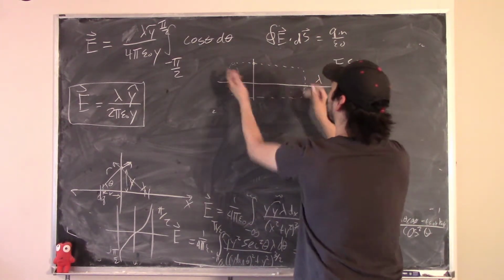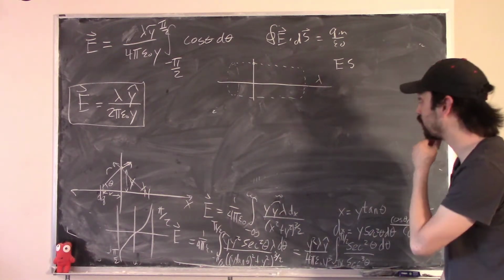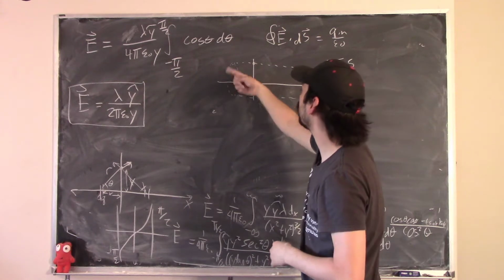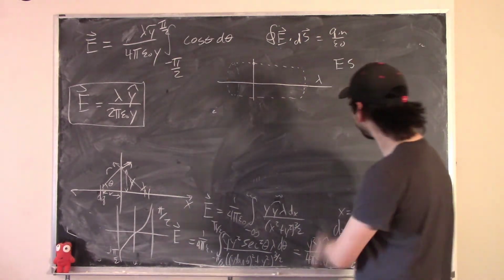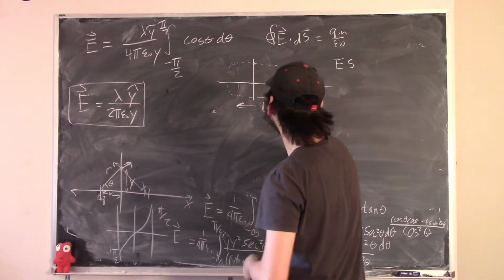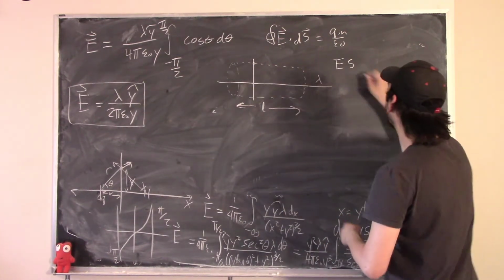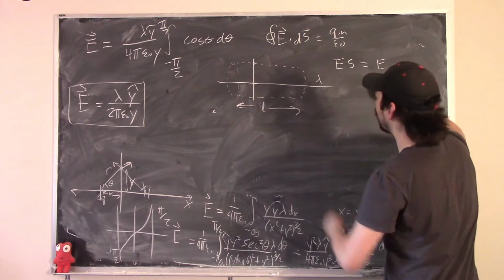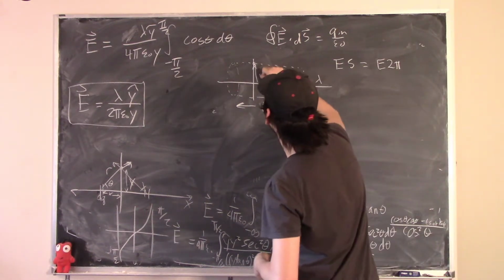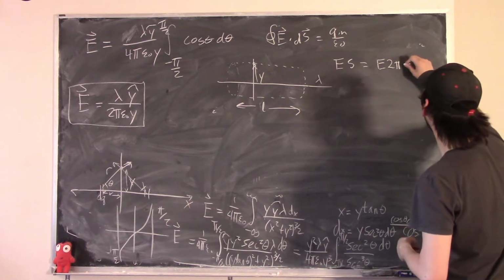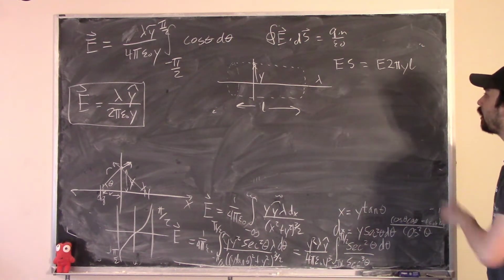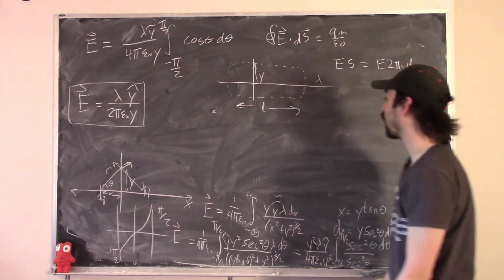These two end caps are going to give us a zero contribution to the flux because the electric field is perpendicular to the dA vector. So now, if I say that this is going to be some length of L for my cylinder, this says that E times S is really just going to be E times 2 pi, this is some radius of y, E times 2 pi y times L. Okay? Now, how about the right side of Gauss's law?